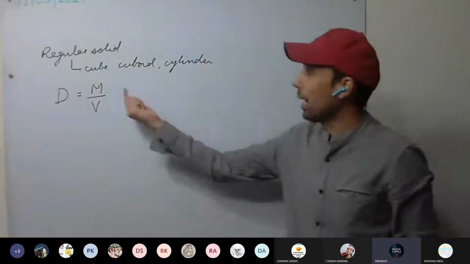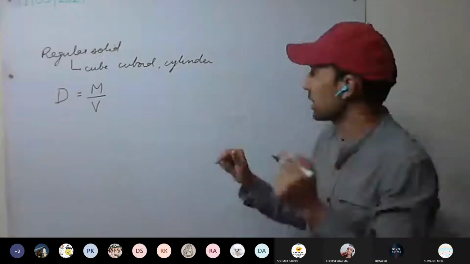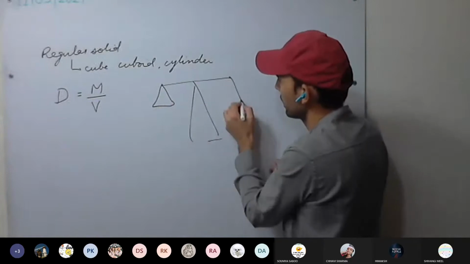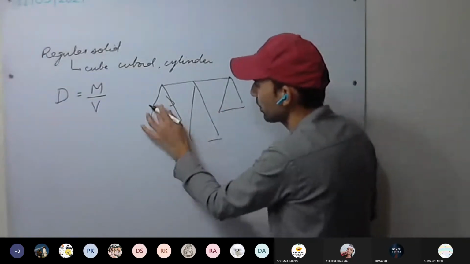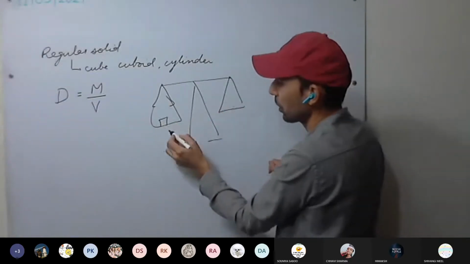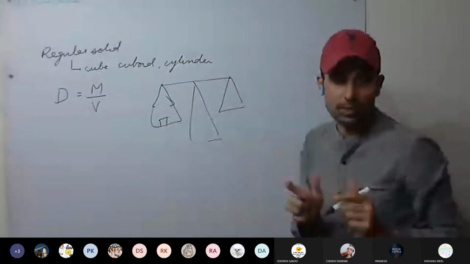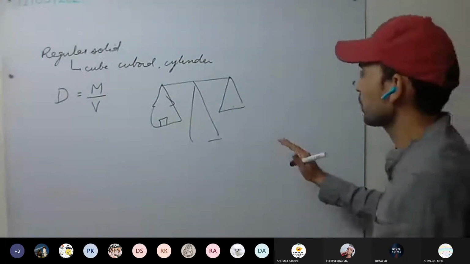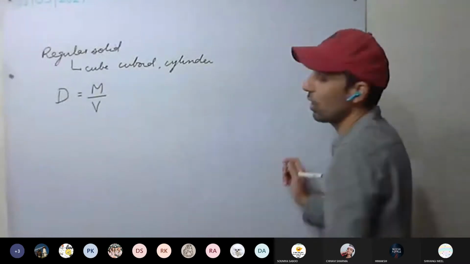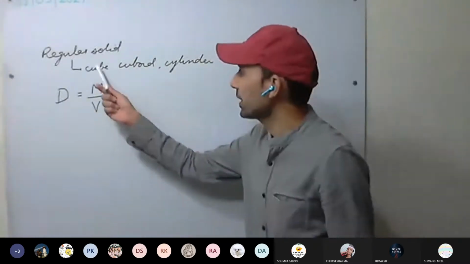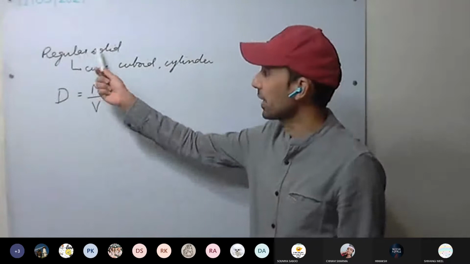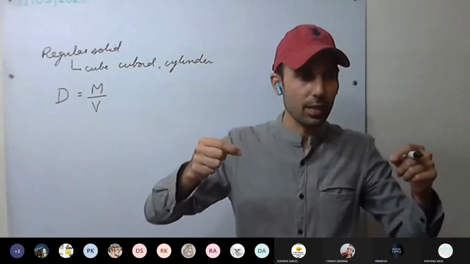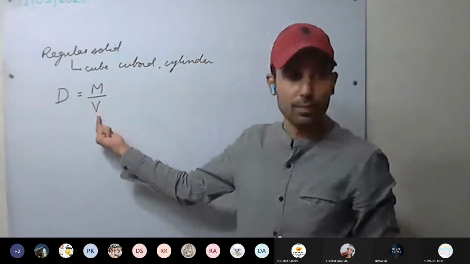Mass we can measure using a beam balance. We put the body on it and measure the mass. Mass is clear, in kgs or grams. Now what do we require to measure the volume? Since the solid is a regular one, we can simply measure the dimensions and calculate the volume.